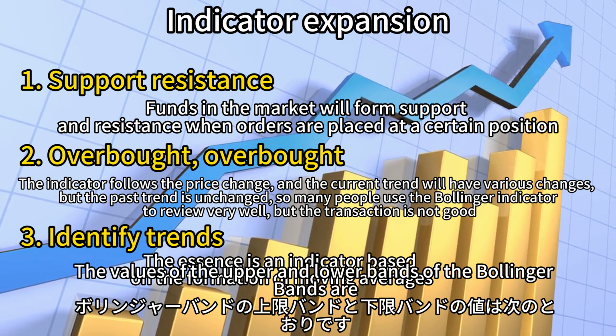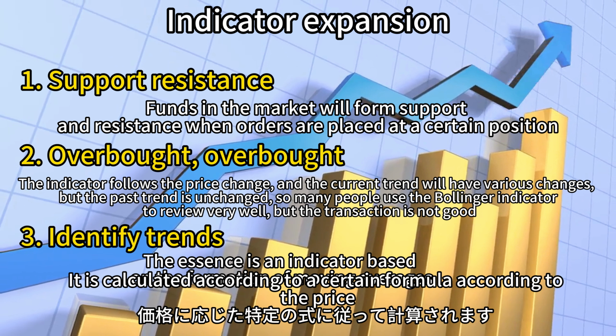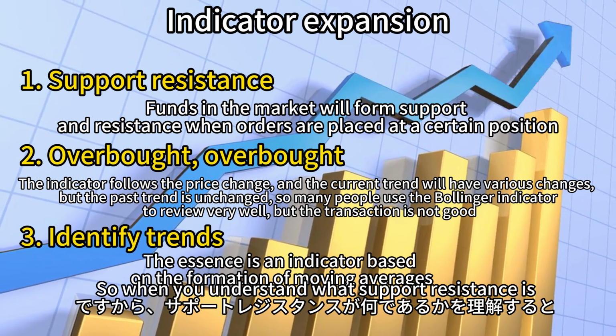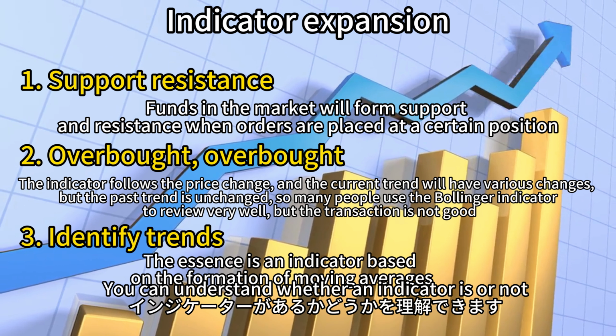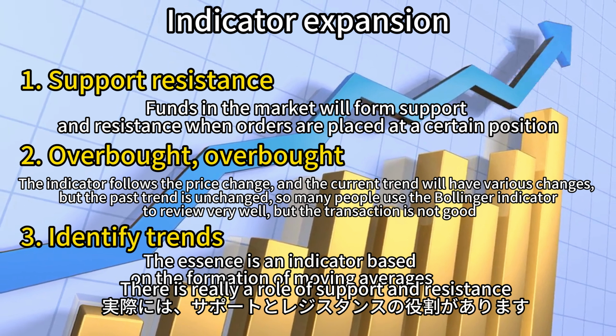The values of the upper and lower bands of the Bollinger Bands are calculated according to a certain formula based on the price. So when you understand what support and resistance is, you can understand whether an indicator really has a role of support and resistance.